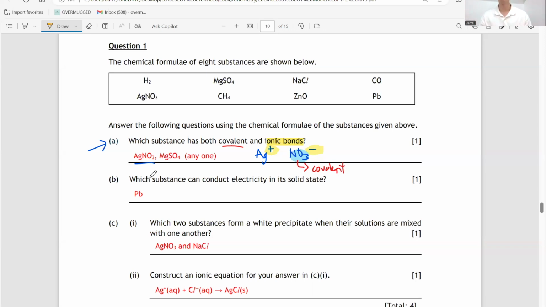C part 1, by now, I think C part 1 should be doable already. If you got it wrong previously, after today's class, I hope you understand how you get this white precipitate. Can anybody just tell me what is this white precipitate? Silver chloride. Remember your insoluble salts? That's why we add in two things that are soluble to form this insoluble salt.